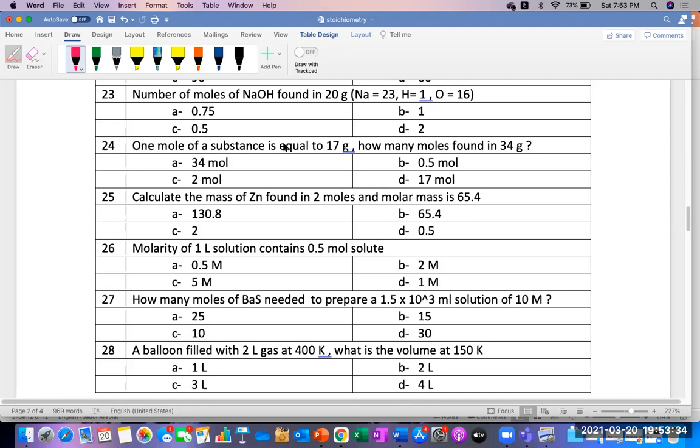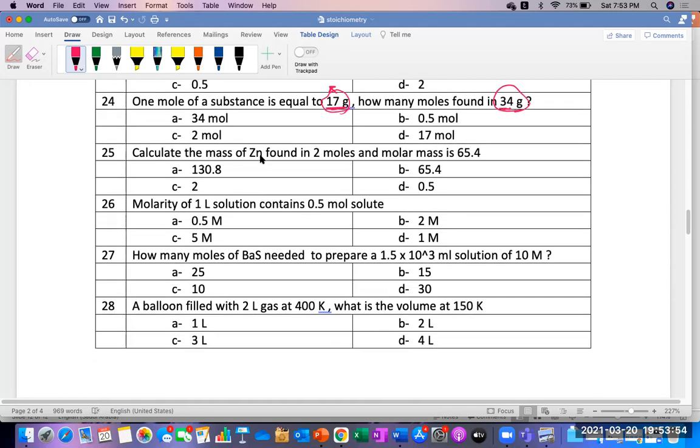Okay, 1 mole of a substance is equal to 17. So it means this one will be the molar mass, which is 17 for 1 mole. How many moles are found in 34 grams? You need to divide the mass in grams over the molar mass. It will be 34 over 17, so it will be 2.